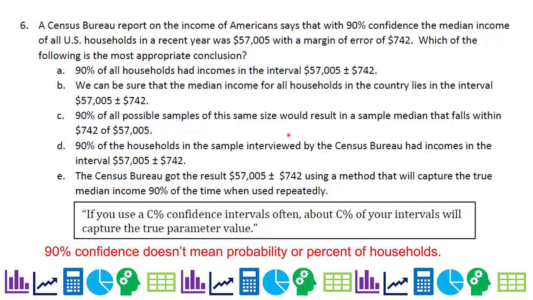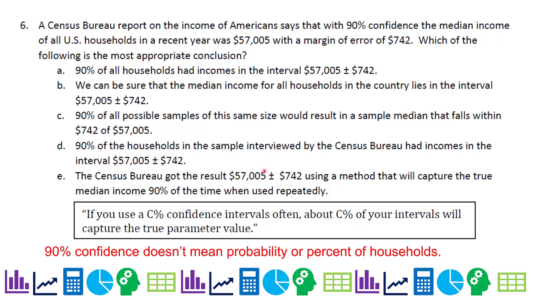90% of all possible samples of this same size would result in a sample median that falls within $742 of $57,005. Well, if that were the true mean, that's probably close to true. But the problem is we don't know that that's the true mean. This is just a result for this particular interval. 90% of the households in the sample interviewed by the Census Bureau had incomes in this interval. No, that's not what the interval means.